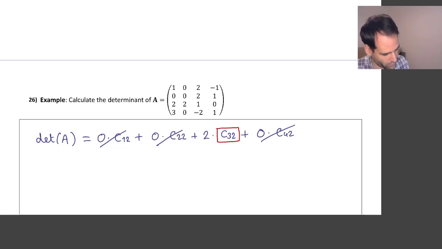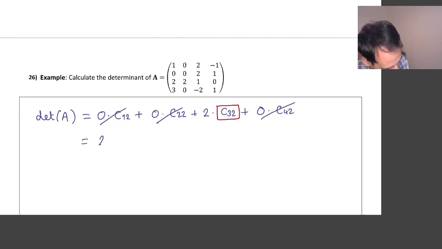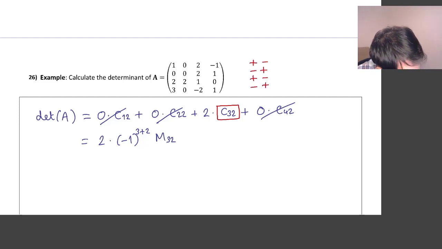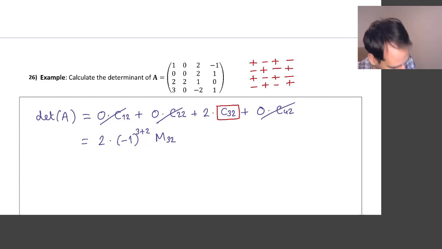Now, what was the cofactor 32? Remember, the cofactor 32 was equal to minus 1 to the power i plus j, 3 plus 2, times the minor 32. Now, what's minus 1 to the power 3 plus 2? You can either calculate it manually or you can do the chessboard pattern. For the chessboard pattern, remember to always start with a plus on the top left. So you start with a plus and then you do the chessboard pattern.